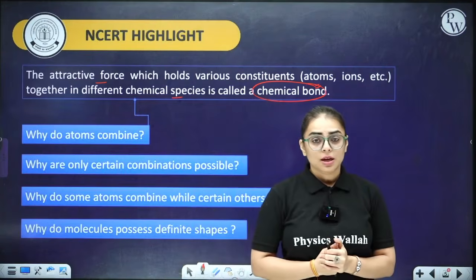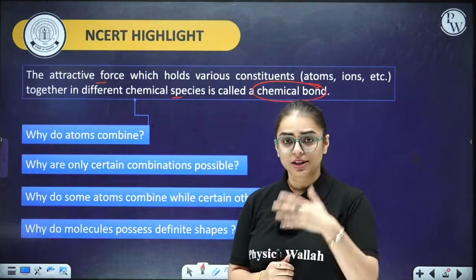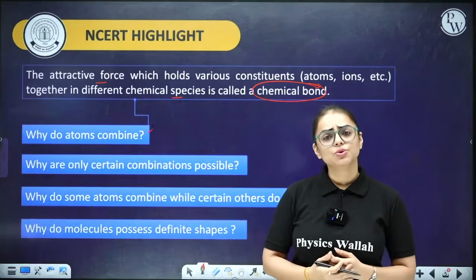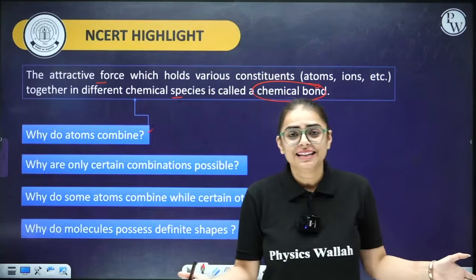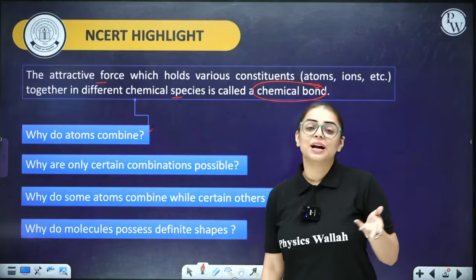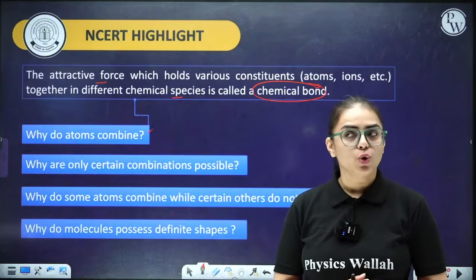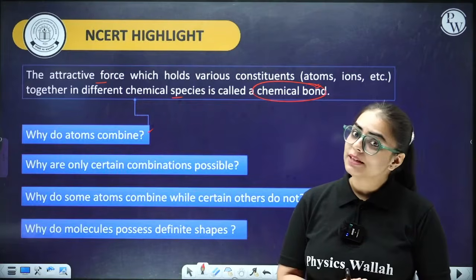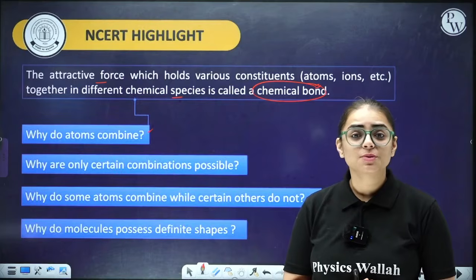Now, students, there are so many questions that come to your minds. For example, why do atoms combine? This is a question which generally comes to a student's mind. Ma'am, why are they combining? What is the need to combine? If they won't combine, then we are not going to study anything. No, this is a joke. Jokes apart. Why do atoms combine? What is the reason behind it, ma'am? In order to attain stability, in order to exist in a certain phase, in order to complete its octet. There are many reasons. So we are going to cover that in this particular chapter.